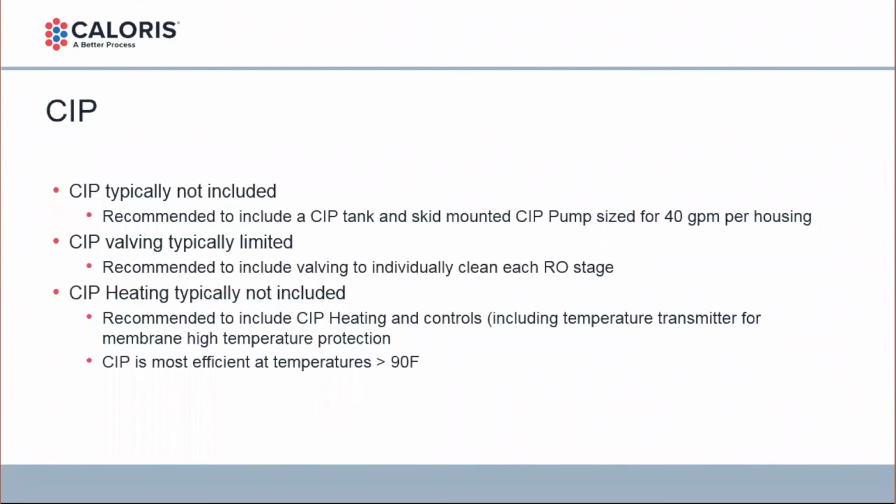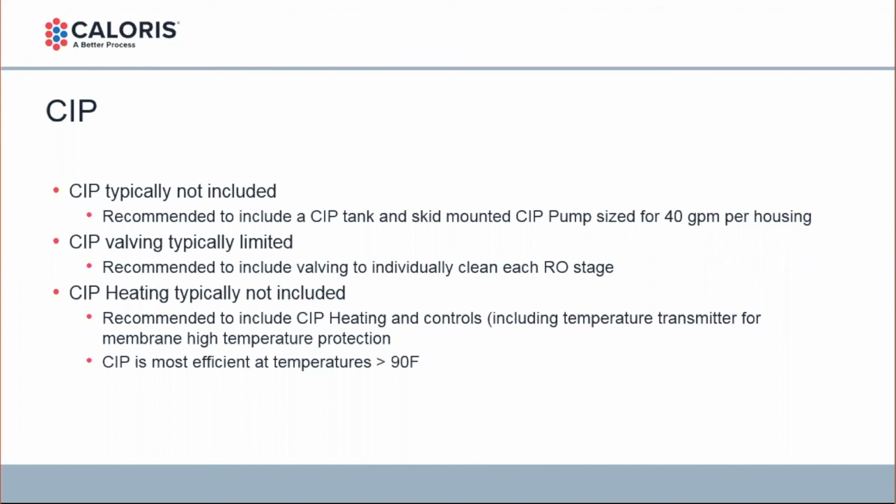CIP: a lot of RO systems don't even include a CIP. We recommend to at least include a CIP tank, a skid-mounted CIP pump, and make sure that CIP pump is sized for 40 GPM per housing that is being cleaned. Another issue is that CIP valving is typically limited. We would recommend including valving to individually clean each RO stage.